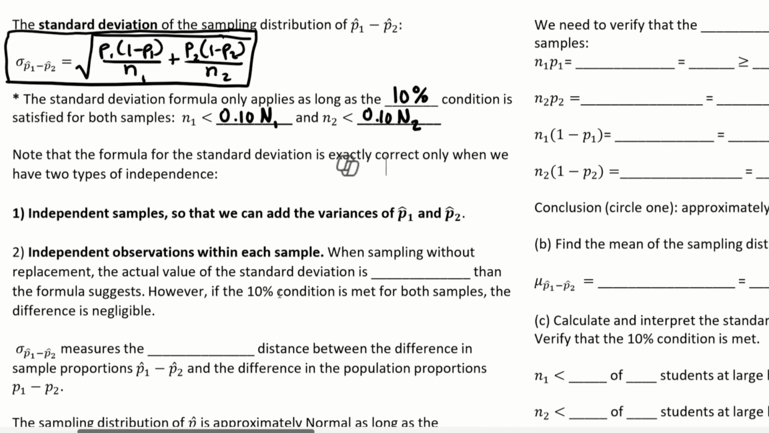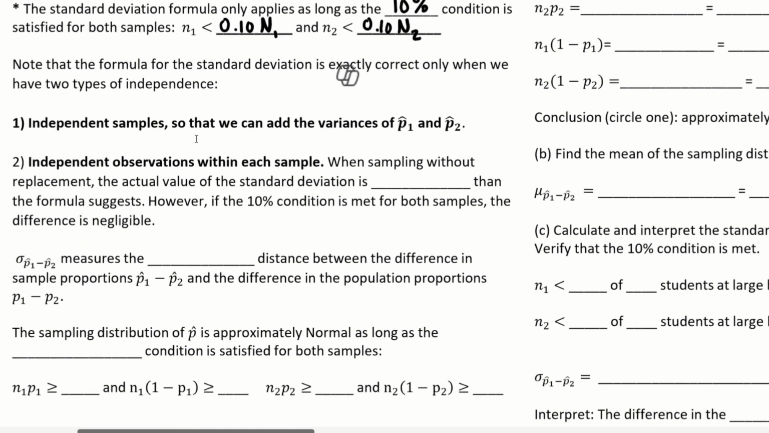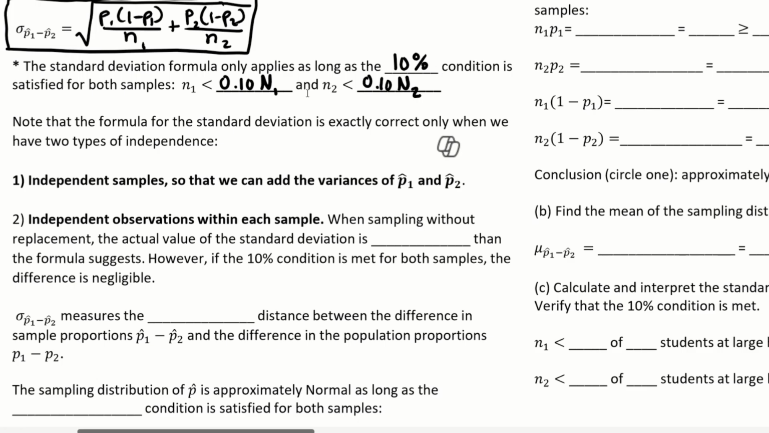All right, now there are 2 types of independence for this formula, because now we have 2 samples, or 2 different populations. The first one is the fact that these samples are independent. So N1, N2, those are independent samples that we took. Between themselves they're independent, and therefore we can add the variances. That's why we have a plus sign right here, because we're adding the variances for sigma.